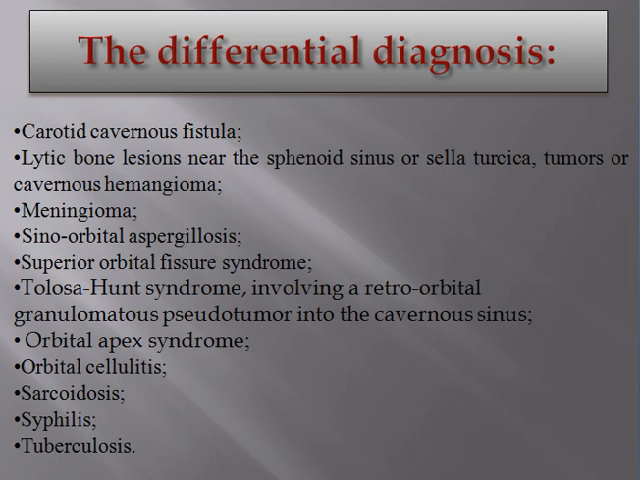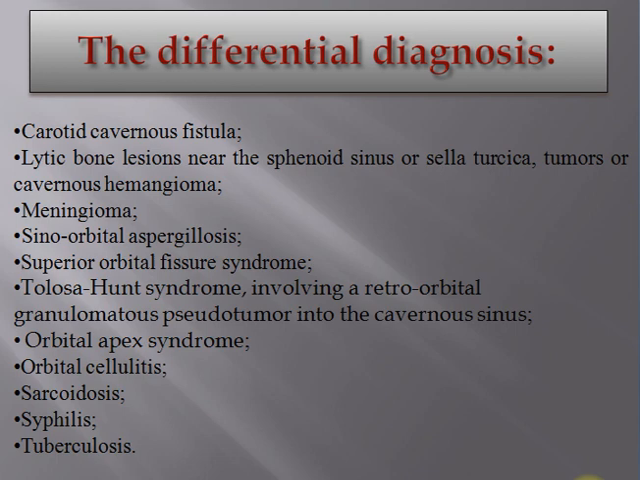Even cavernous hemangioma can be found in cases with some clinical features that look like cavernous sinus thrombosis. Meningioma, sino-orbital aspergillosis, superior orbital fissure syndrome, Tolosa-Hunt syndrome, which involves a retroorbital granulomatous pseudotumor extending into the cavernous sinus, manifesting as retroorbital pain, ophthalmoplegia, cranial nerve palsy, and clinical response to systemic steroids.